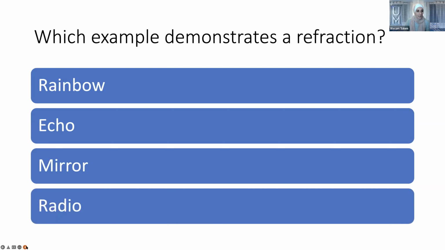Very good. All right, this one. Which example demonstrates a refraction? This one requires an understanding of what refraction is. So how did you come up with an answer to this question?